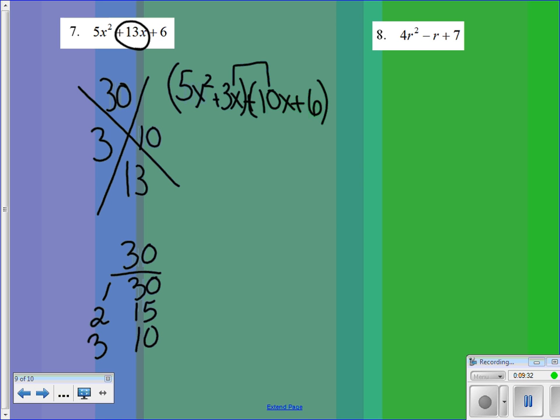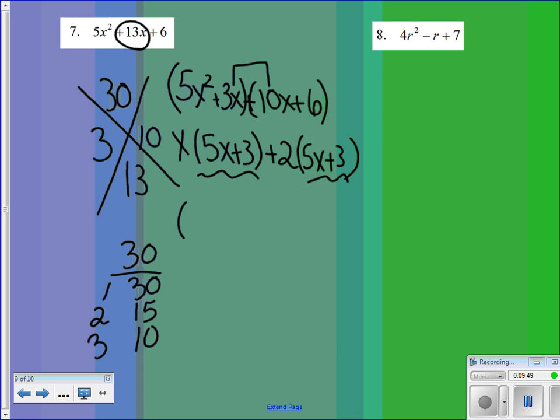So now I'm going to go ahead and make my groups. Okay, out of that first group, I can only take out an x, and then I'm left with 5x plus 3. Out of the second group, I can only take out a 2. When I take that out, I'm left with 5x plus 3. Then notice that my leftovers match. So because they match, I can factor out a 5x plus 3. And then I'm going to write what's left over, which is x plus 2. Okay.